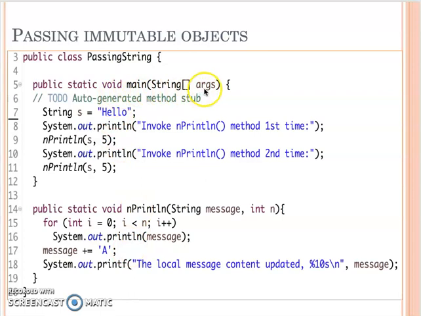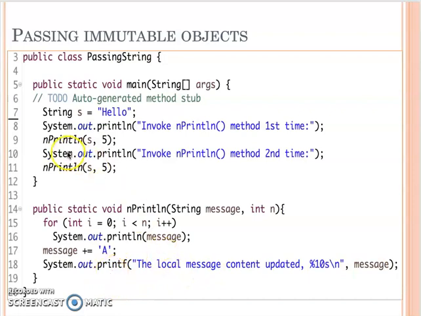Let's call that in the main method. We have a string s referring to hello. Then we pass this string to nPrintln and print 5 times. Let's see what happened. Then the second time, we pass s again, 5 times. Guess what will happen. The first time when you pass it, we still display hello 5 times. Then at the end, the local message string will display hello capital A.